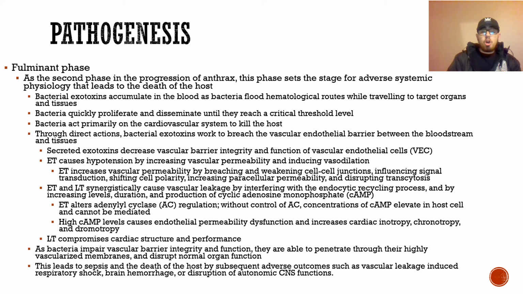Lethal toxin compromises cardiac structure and performance after they're able to permeate the vascular endothelial barrier. As bacteria impair vascular barrier integrity and function, they're able to penetrate through the highly vascularized membranes and disrupt normal organ function. So like I said, as they degrade the function and integrity of the vascular endothelial barrier, they're able to penetrate, induce their effects, and disrupt normal organ function. This leads to sepsis, or basically shock in the body, and the death of the host by subsequent adverse outcomes such as vascular leakage induced respiratory shock, brain hemorrhage, or disruption of autonomic central nervous system functions.